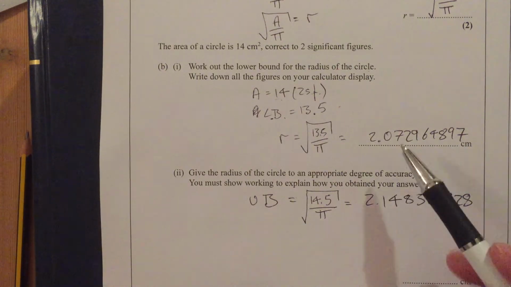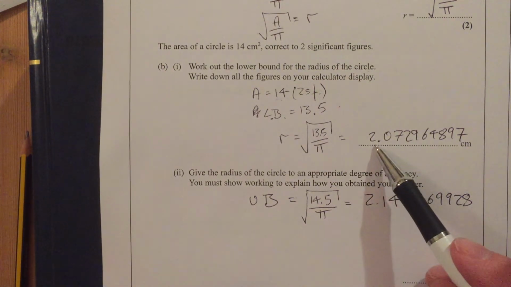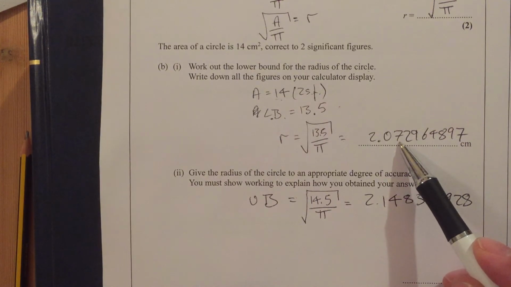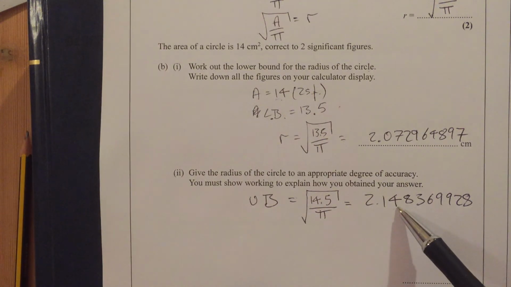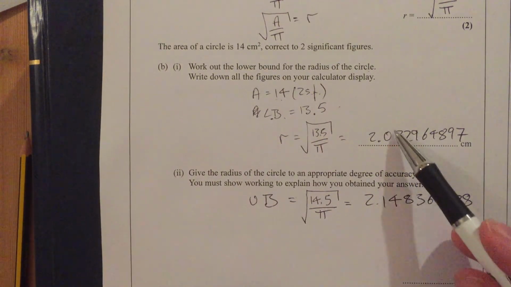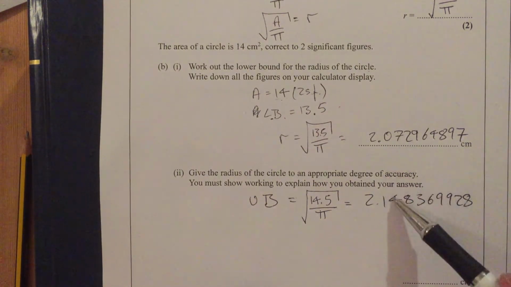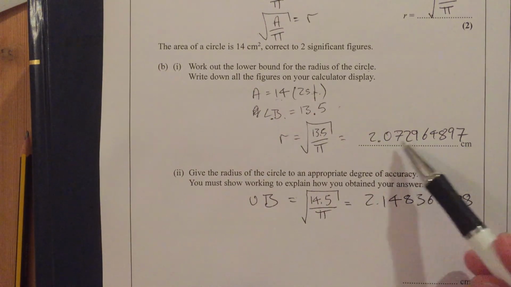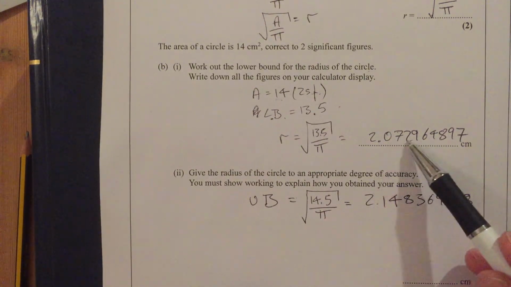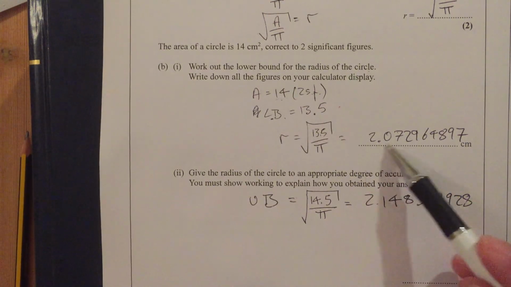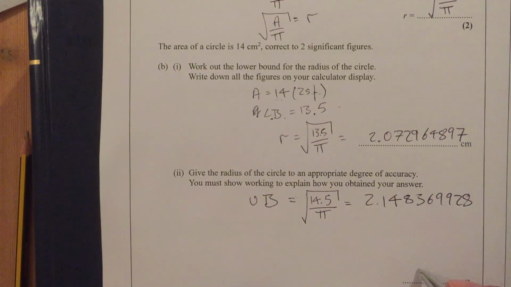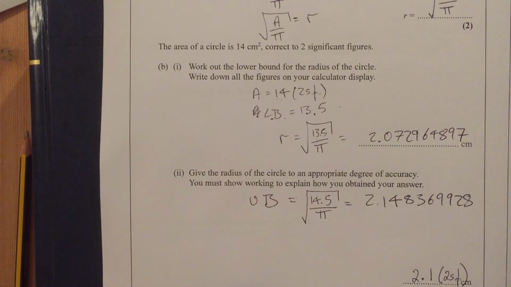Well, if we said that it was 2.07, well, it might not be, because it looks like it's 2.14. So we've got to have an appropriate degree of accuracy, that is, if we round both these numbers, they come to the same thing. So if we round both of these to two decimal places, then they're different. But if we round it to one decimal place, this is 2.1 and this is 2.1. So our answer is 2.1 to one decimal place, or two significant figures.